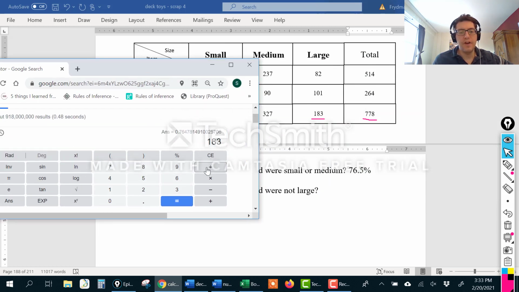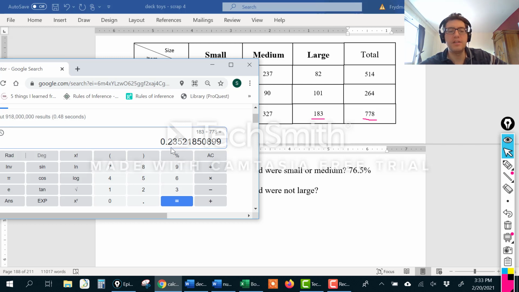183 divided by 778 equals 0.235. So if I round that to the nearest tenth, that would be 23.5%. But 23.5%, that's the percent of all of the items which were large.